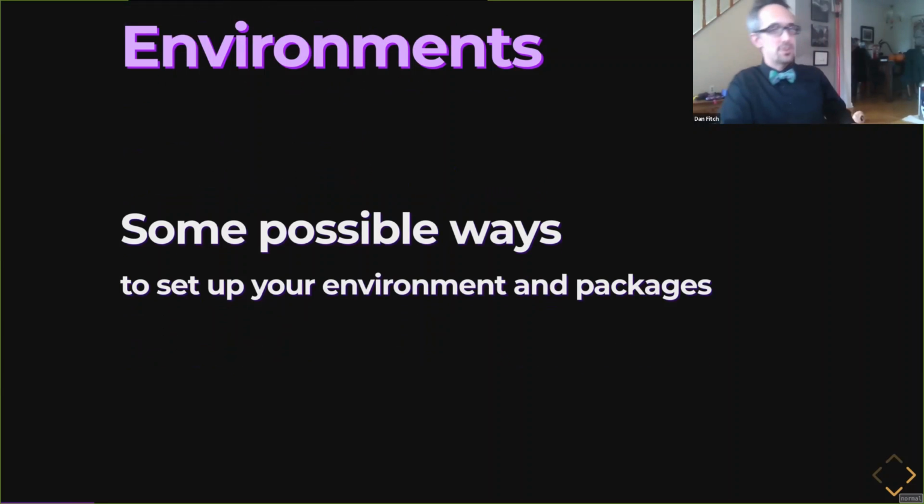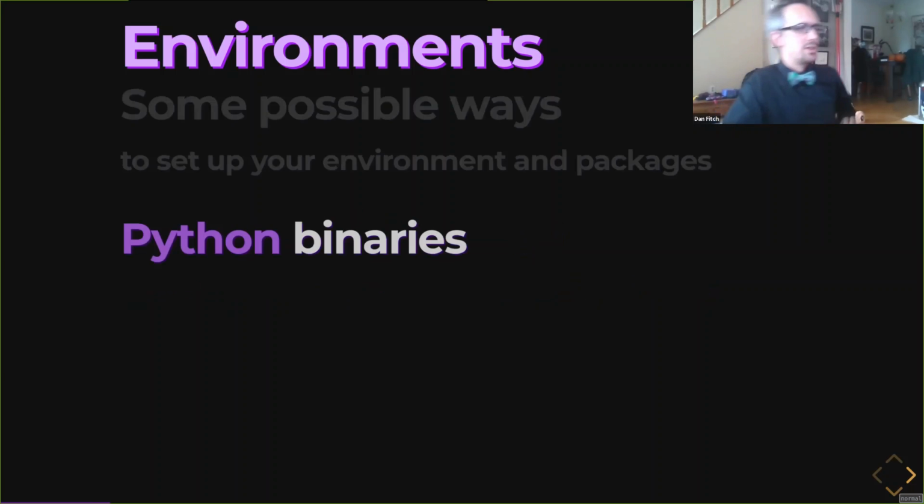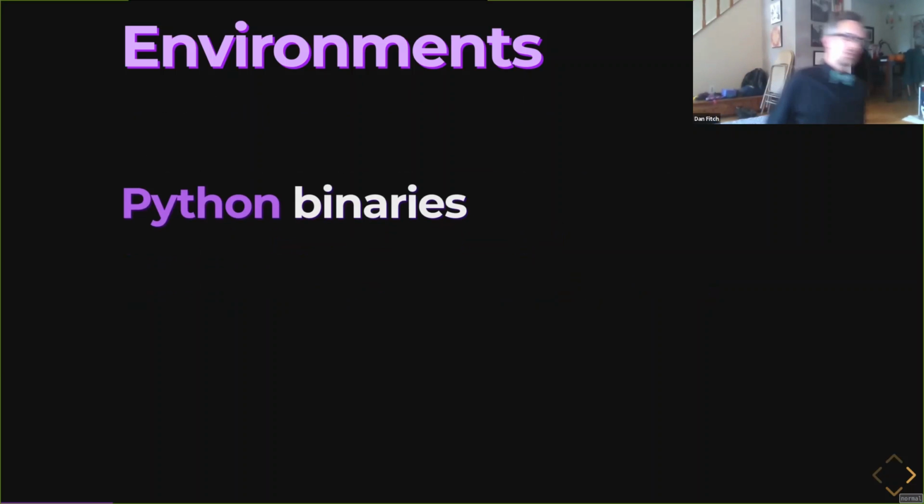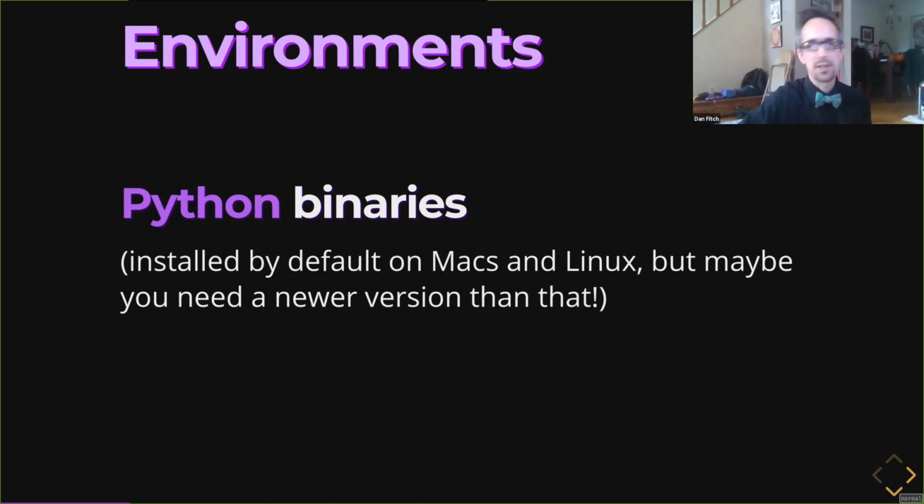So here are some ways to set all that up. The easiest way is to just run Python itself, which is on almost all machines these days by default on Macs and Linux. But maybe you need a newer version for your particular use, there's some new feature in 3.8 or whatever that you need to use. You can always just go download, and I'm going to send out the slides later, these are all links, you can always just go download a Python and install it, but it's a little bit clumsy to do.